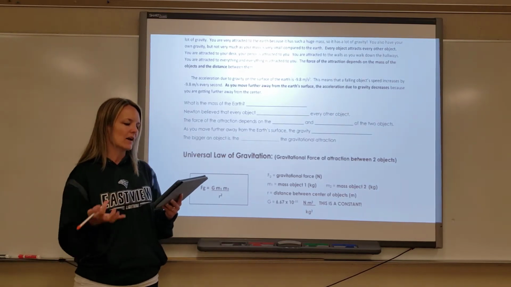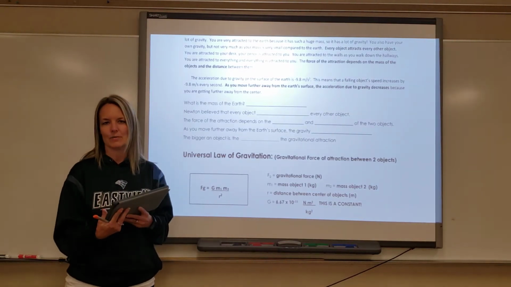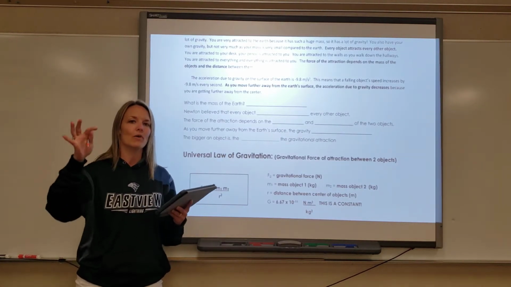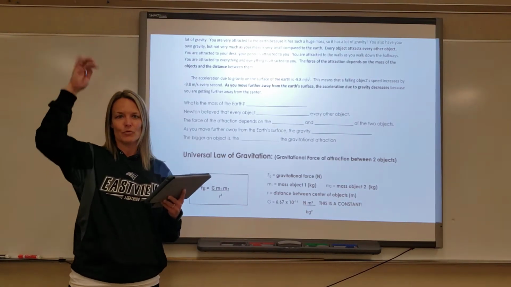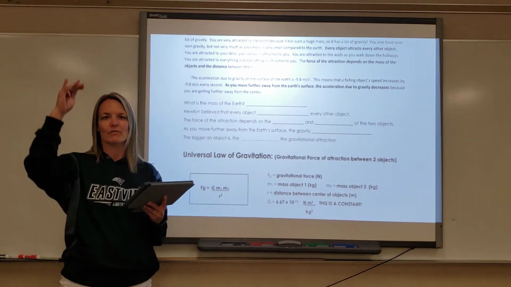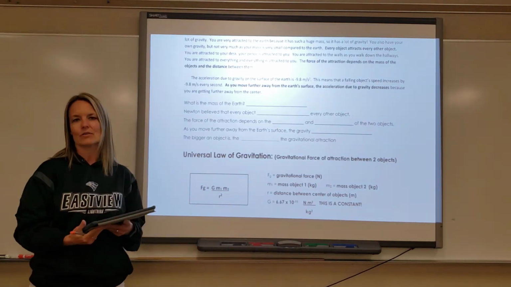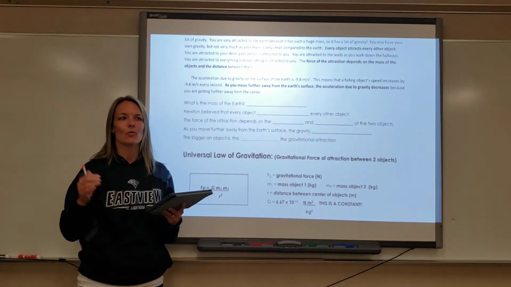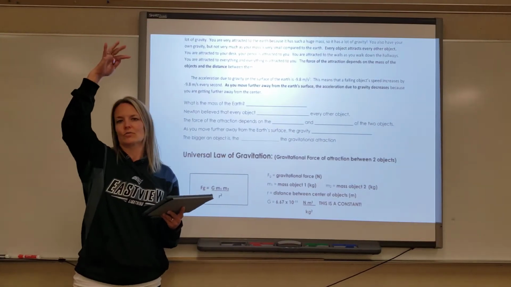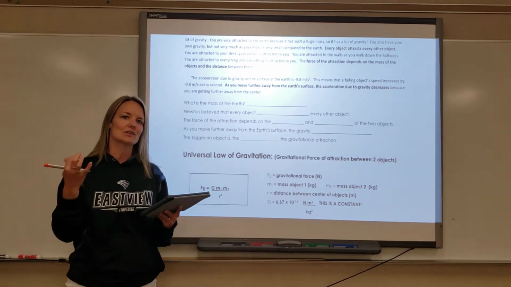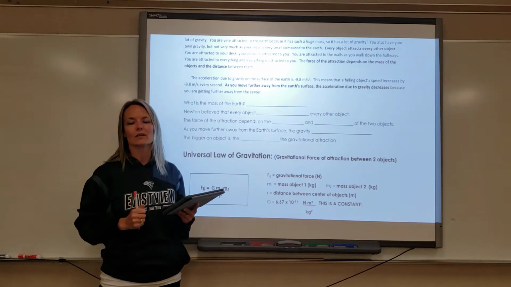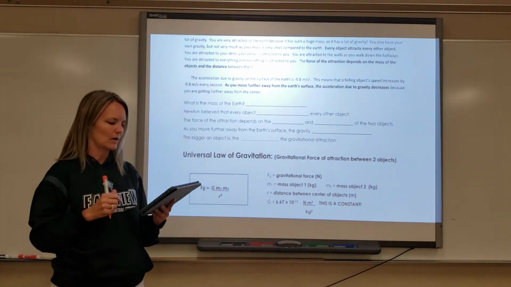It means that a falling object's speed increases by 9.8 meters per second every second. But if you move up higher, away from the center of the Earth and above the surface of the Earth, the acceleration due to gravity decreases. It gets smaller. So when you take off in an airplane and you're cruising along at 30,000 feet, there's actually slightly less gravity up there than there is on the surface of the Earth. We are going to learn how to calculate that gravity next week.